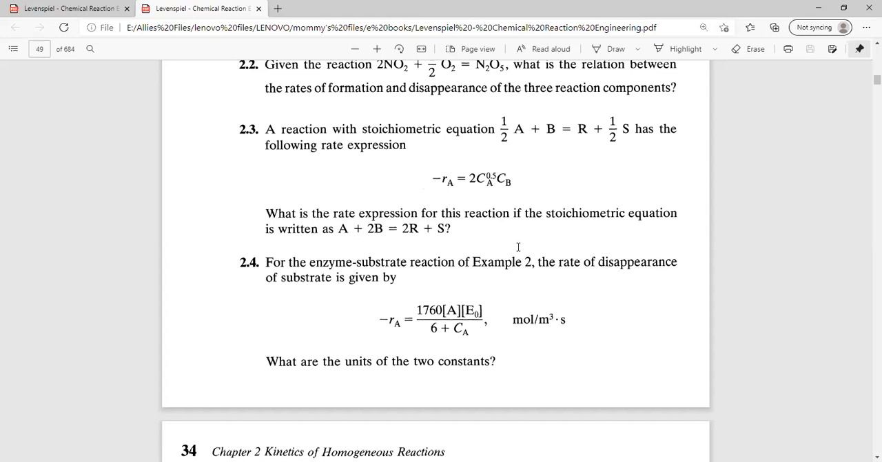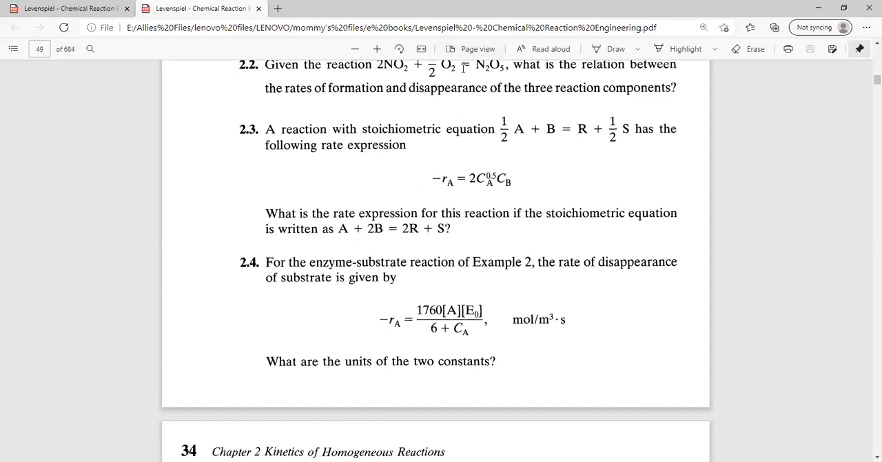Yes, the same, Marcel. Miss Marcel. The rate expression would be the same, miss, since there is no relation between the stoichiometric equation and the rate expression.